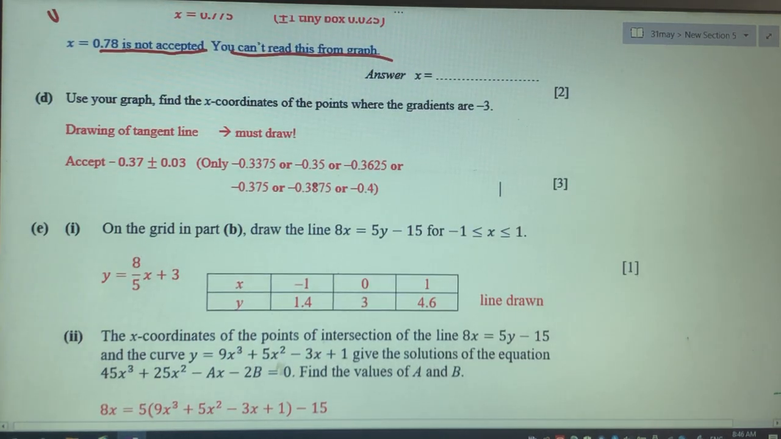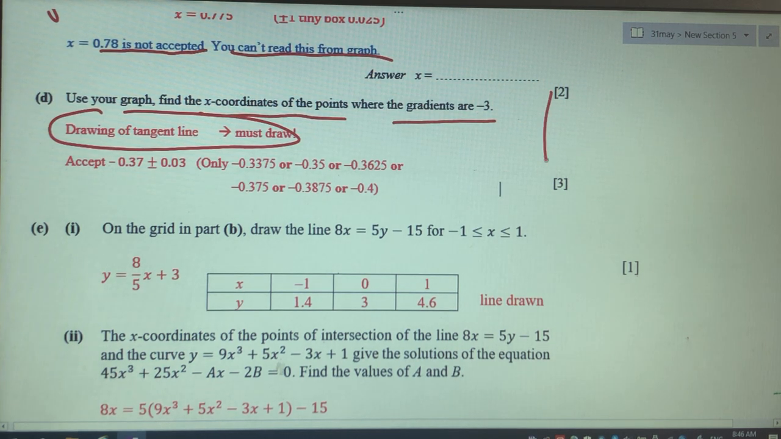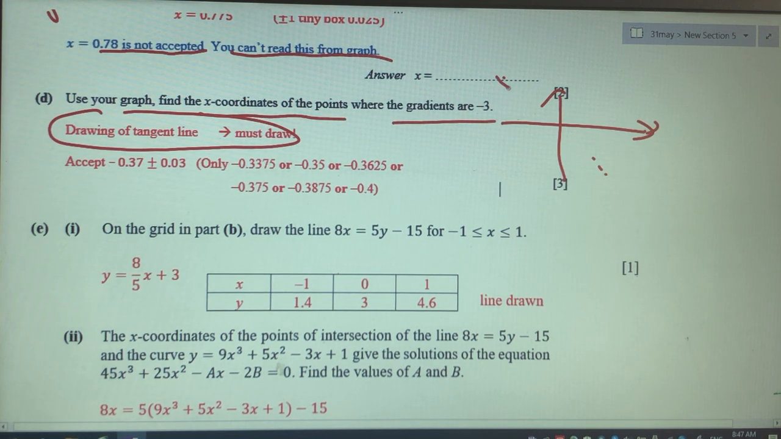Now, use your graph, find the x coordinates of the points where the gradients are minus 3. What do you do? You first of all must draw lines with gradient minus 3, so you have a guiding line. How to get minus 3? You know that a line going this way will have a negative gradient, and you want the rise over the run to be 3. So you choose 3 here, and you choose 1 here, definitely rise over run is 3. So that's what we are going to do.